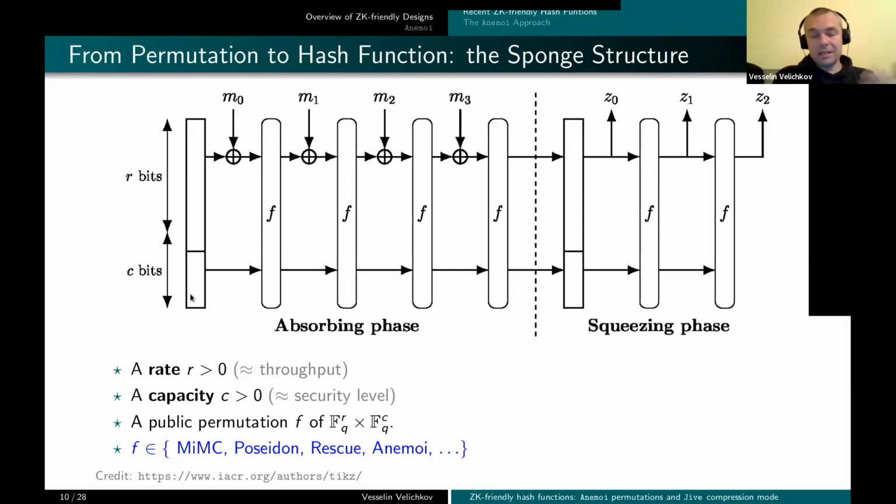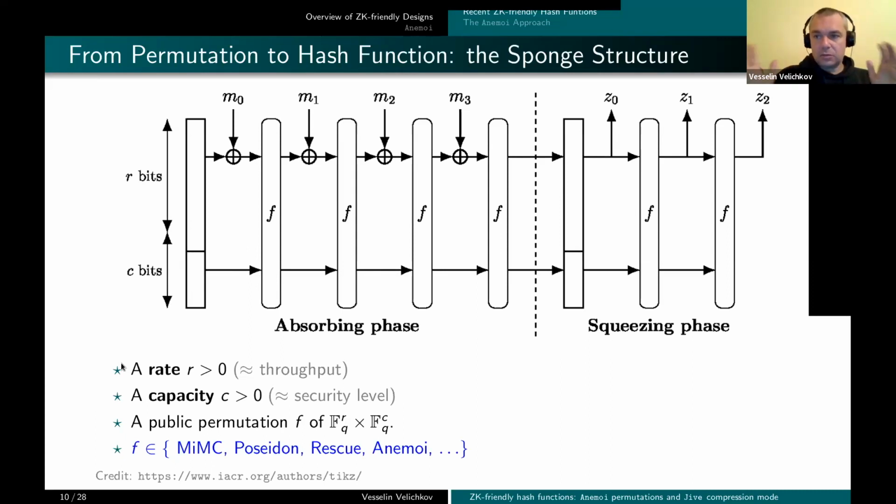But conflictingly, the capacity determines the security of your hash function, because this part here will not be known by an attacker. So you want the capacity to be as large as possible for security, but you want the rate to also be as large as possible for high throughput.